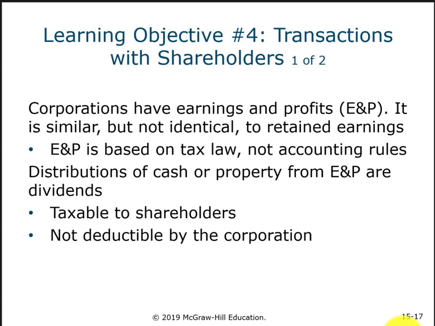If we distribute cash or property out of that earnings and profits, if the amount you're giving is less than what the corporation has as earnings and profits, then it is a dividend. That makes it taxable to the shareholders. Taxable dividends could be qualified dividends and therefore have a special tax rate, but it would still be included in income for the shareholders and is not deductible, like we said, to the corporation that paid it.